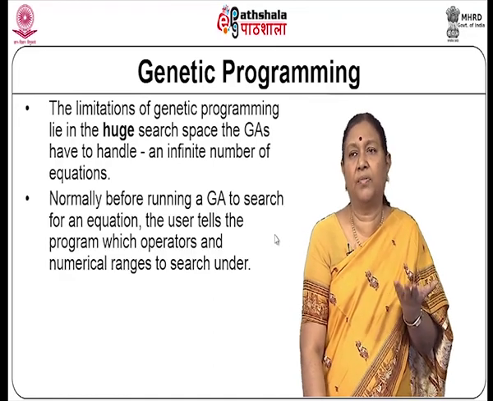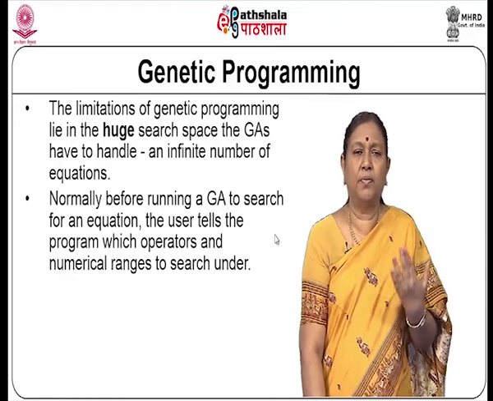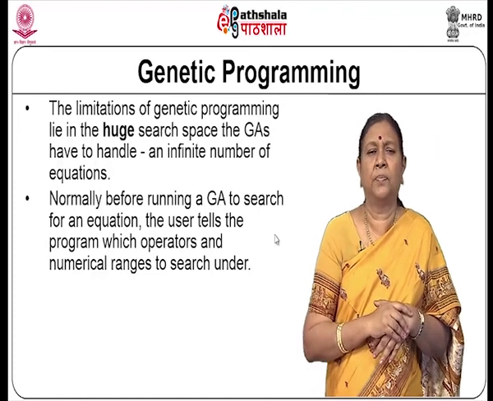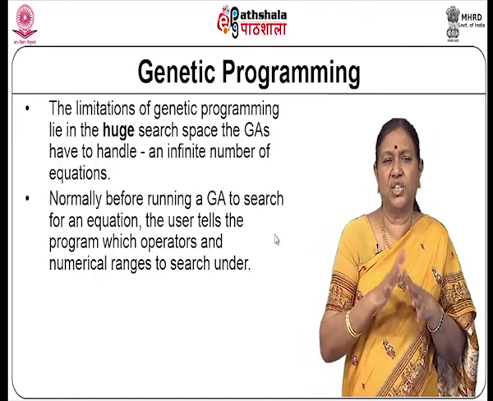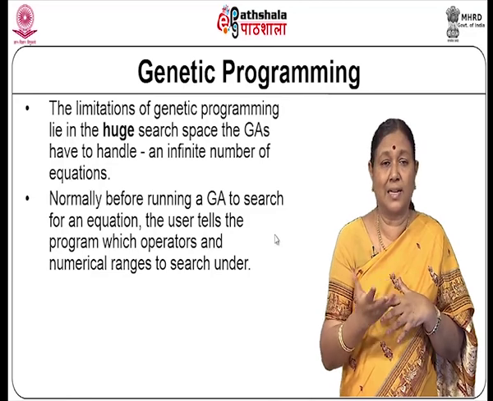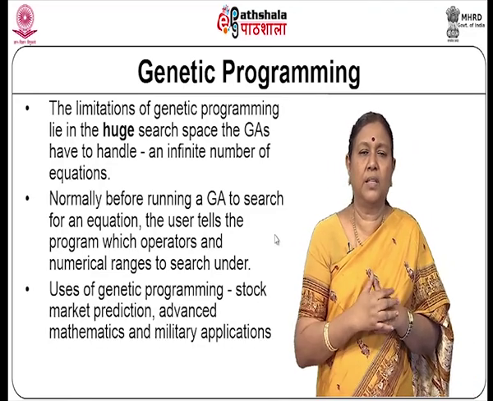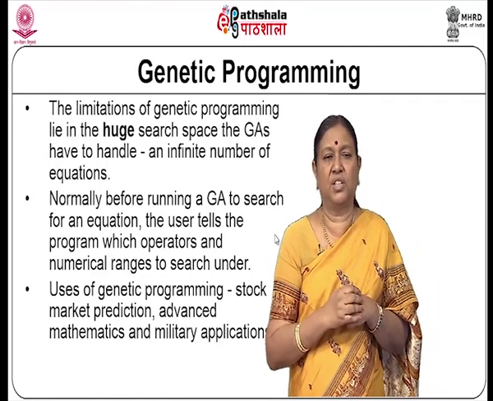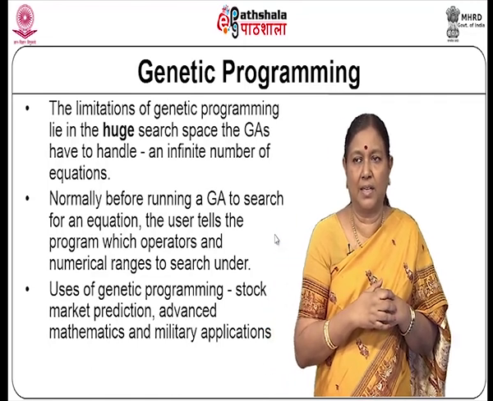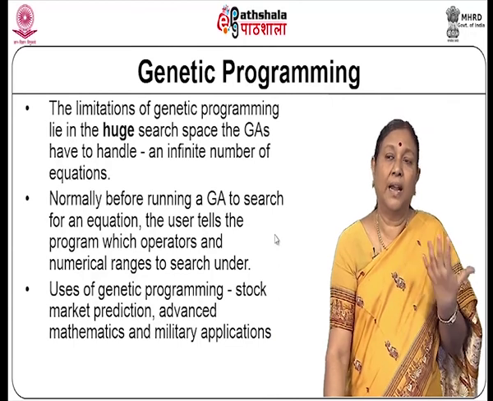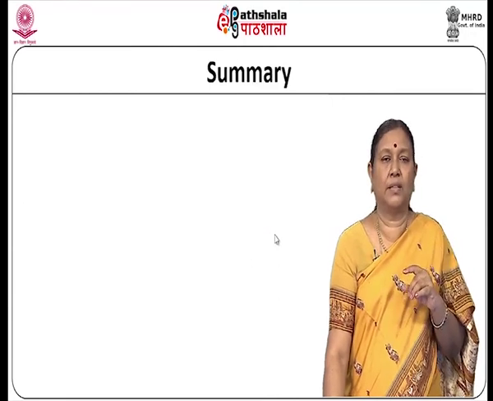The limitation of genetic programming lies in the huge search space the GAs have to handle. An infinite number of equations will be formed, and normally before running a GA to search for an equation, the user tells the program which operations and numerical ranges are acceptable to search for. The uses of genetic programming are in stock market prediction, advanced mathematics and military applications. It is a more complex method and it uses tree encoding as we have already seen.